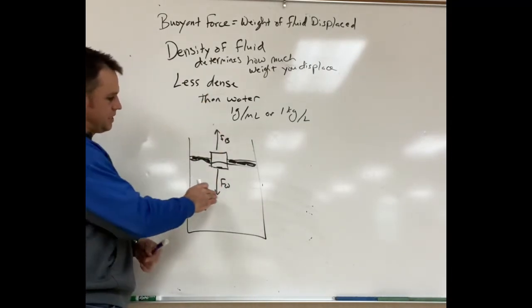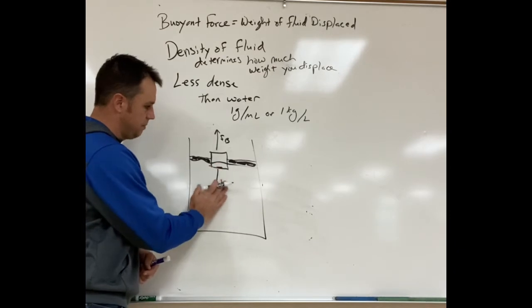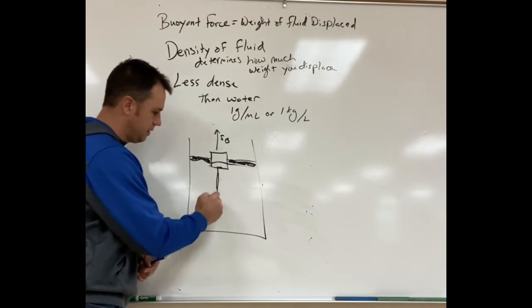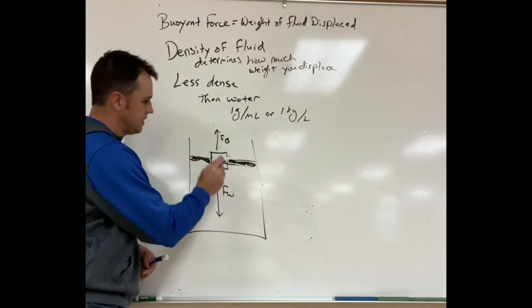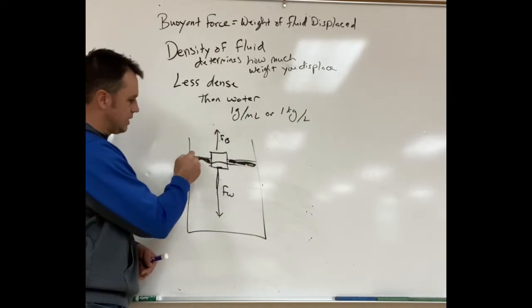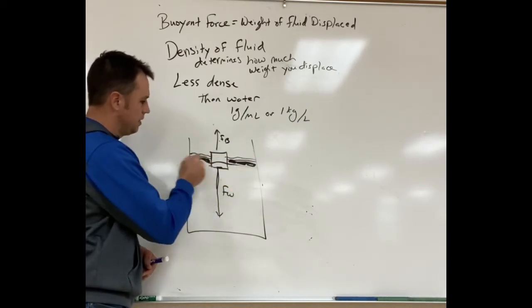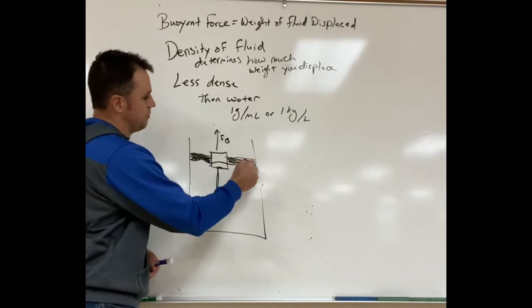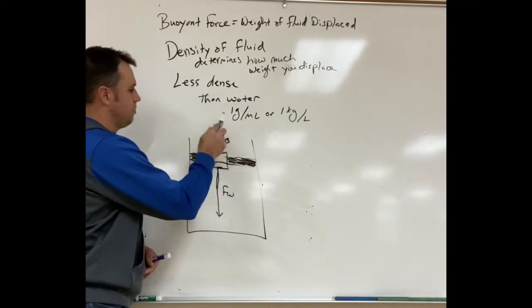All right, but what if this thing is real heavy? It's not wood. It's like lead. Well, now it weighs this much. That's not enough buoyancy, so we're going to sink a little more, and the water level is going to come up. Now this is the weight of the fluid displaced. A little more buoyancy.